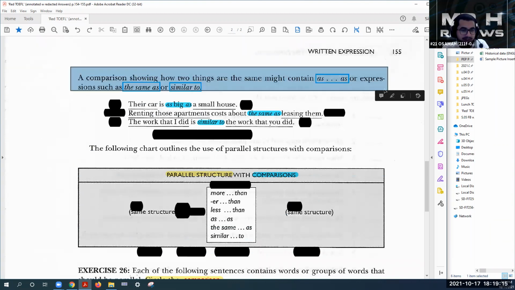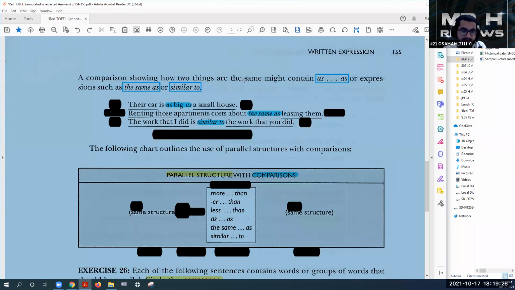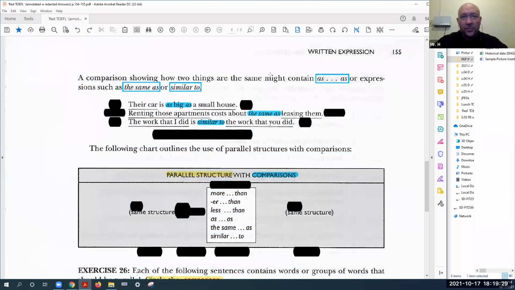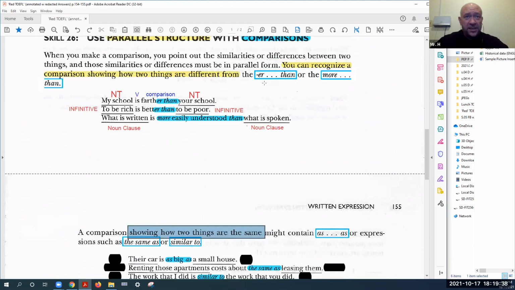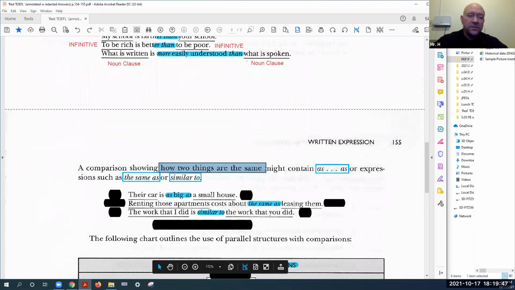A comparison showing how two things are the same might contain as, or expressions such as, the same as, or similar to. So these formulas basically show how two things are the same, not different, but the same. The formula here is to show how things are different. The formula here is to show how two things are the same. Okay. So do the first one, Osama.